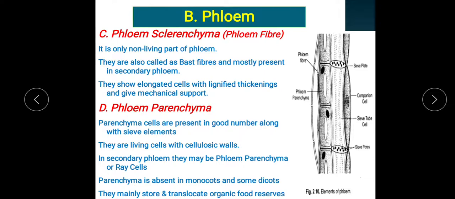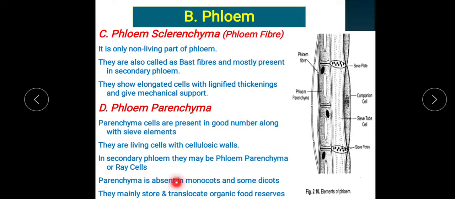And the last point is the phloem parenchyma. These parenchyma cells are present in good number along with the sieve elements. Here you can see these cells are called the phloem parenchyma. They are living cells having cellulosic walls, and in secondary phloem they may be phloem parenchyma or the ray cells. So similar to the xylem, in phloem also the parenchyma in secondary phloem can be of two types, the phloem parenchyma or the ray cells.